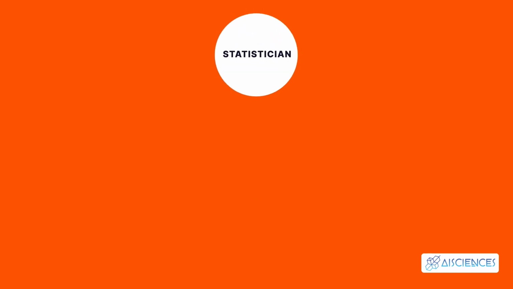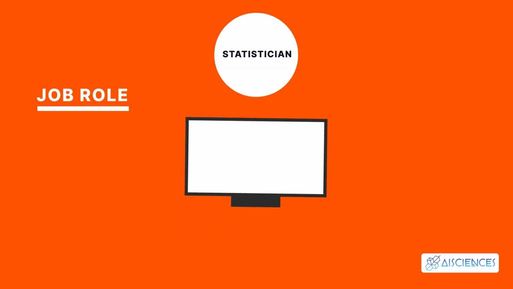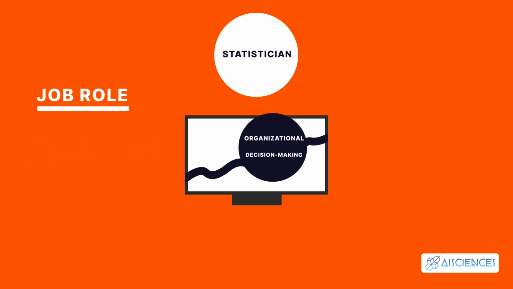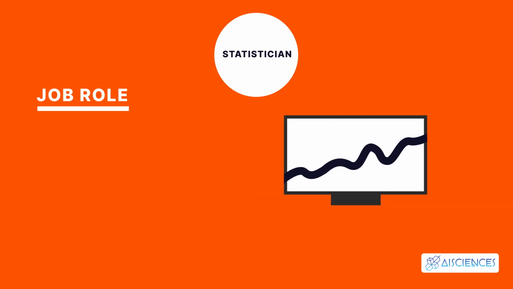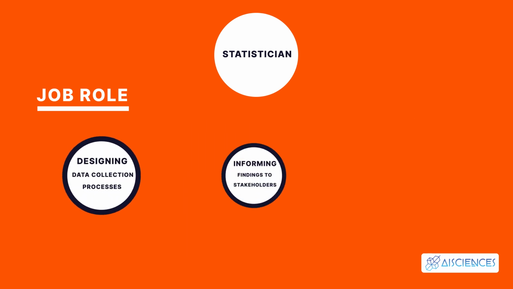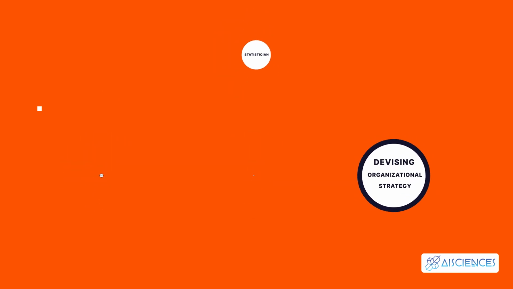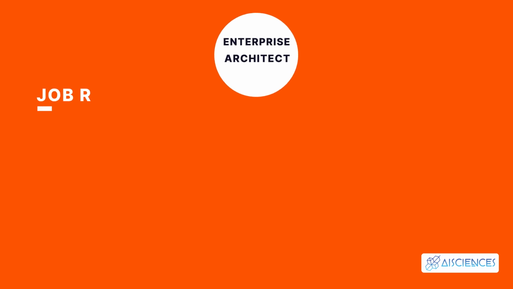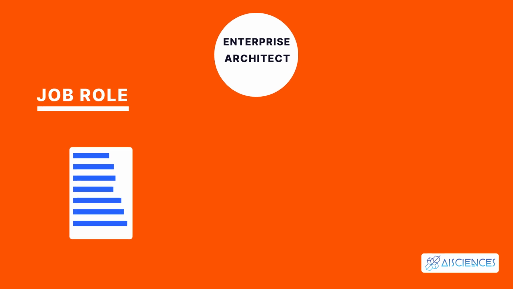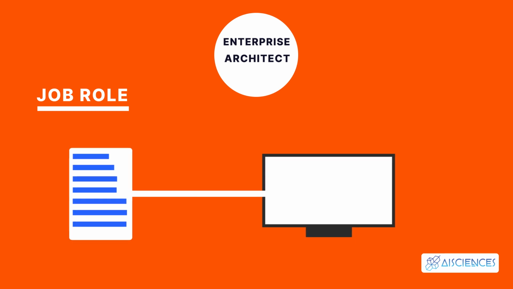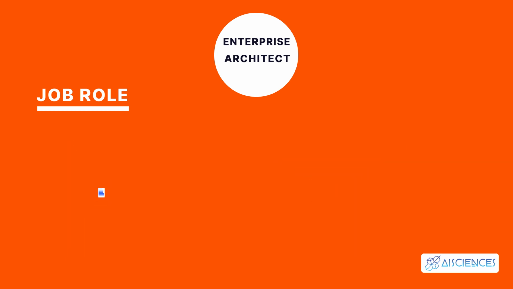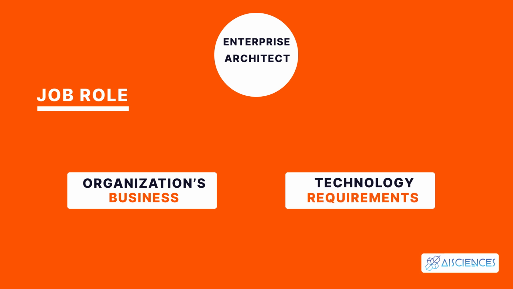7. Statistician. Job role: collect, analyze, and interpret data. Identify trends and relationships that are useful for organizational decision-making. Responsibilities also include designing data collection processes, informing findings to stakeholders, and devising organizational strategy. 8. Enterprise architect. Job role: align your organization's strategy with the technology required to execute its objectives. You need to have a thorough understanding of the organization's business and its technology requirements. Only then can you design the system's architecture required to fulfill those needs.